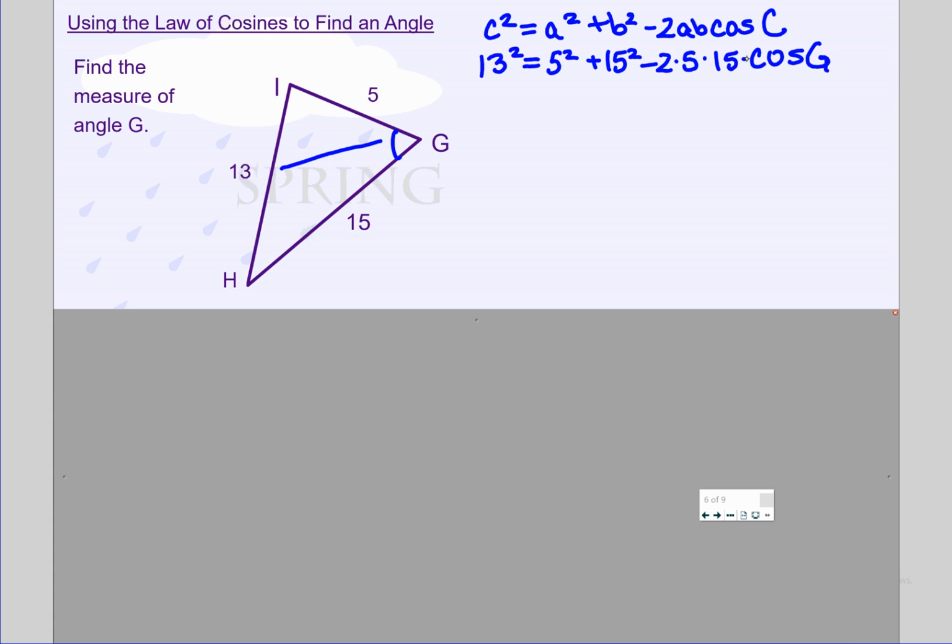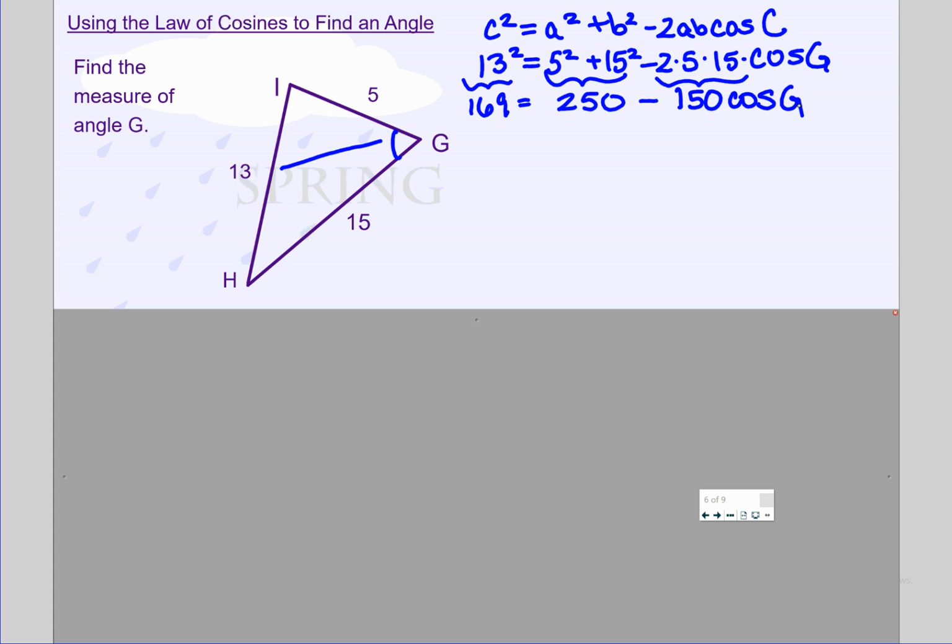This one's a little bit trickier because the g is not by itself already, so you have some simplifying that you have to do. You've got a few more steps. So here's how I would simplify it. I would do 13 squared, which gives me 169. I would do 5 squared and 15 squared and just put those together, which give me 250, minus, and then I would multiply those numbers in front of the cosine together too. 2 times 5 times 15, that's going to give me 150 cosine g.